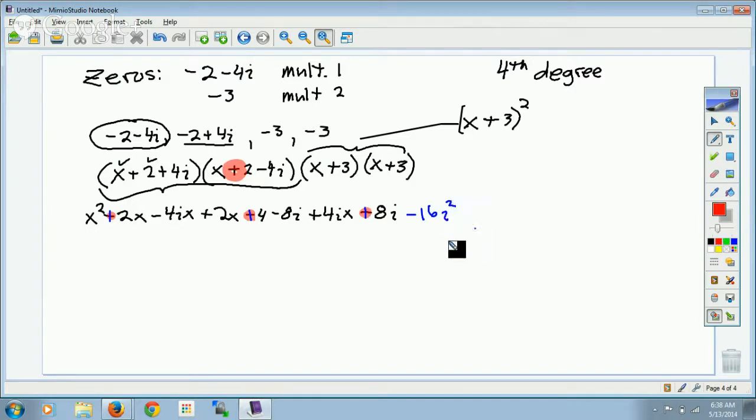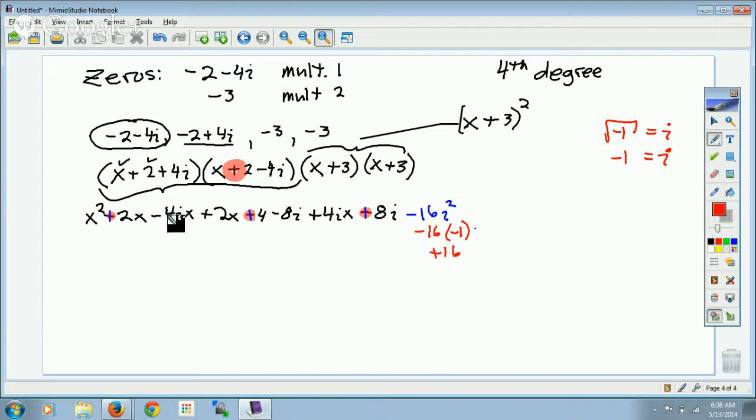I squared is negative 1, right? Remember, the square root of negative 1 is i. If I square both sides of this equation, I get negative 1 equals i squared. So this is really a negative 16 times negative 1, which is really a plus 16. Cool. Other stuff that's nice.